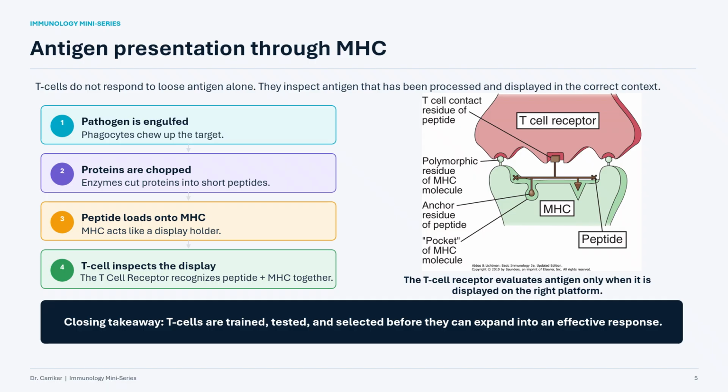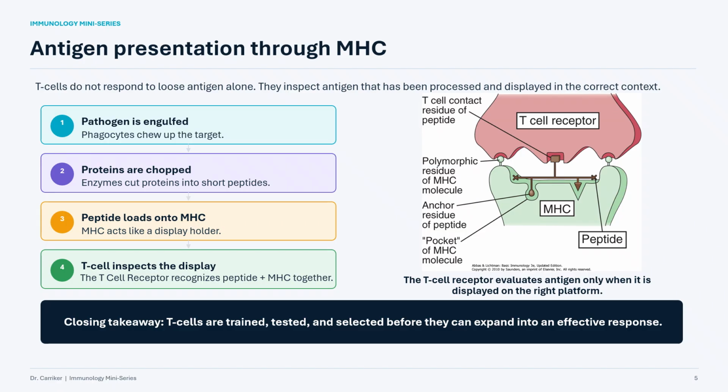Now, the takeaway from this section or discussion of T cells is that T cells are not simply born useful. T cells have to be trained, they have to be tested, they have to be selected. Weak binders are kept, dangerous, strong binders are eliminated. And once a properly trained T cell meets real antigen in the lymph node, then it can expand into an effective response. So, how do antigen-presenting cells present antigen to T cells?